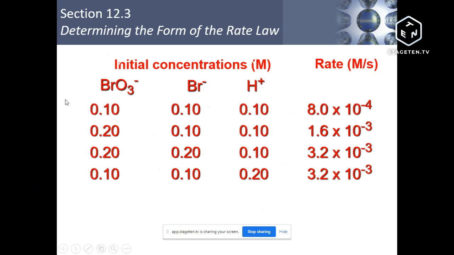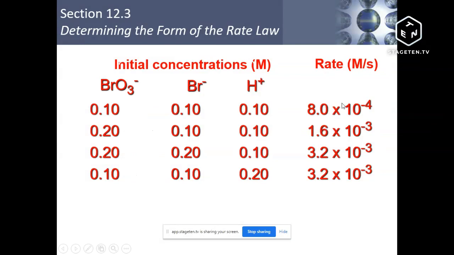All right. So again, what's not seen here is that this is trial 1, trial 2, trial 3, trial 4. So how am I going to figure out the order of bromate, BrO3 minus? Well, look at what you do to the concentration and look how it affects the rate. Okay, does that make sense?